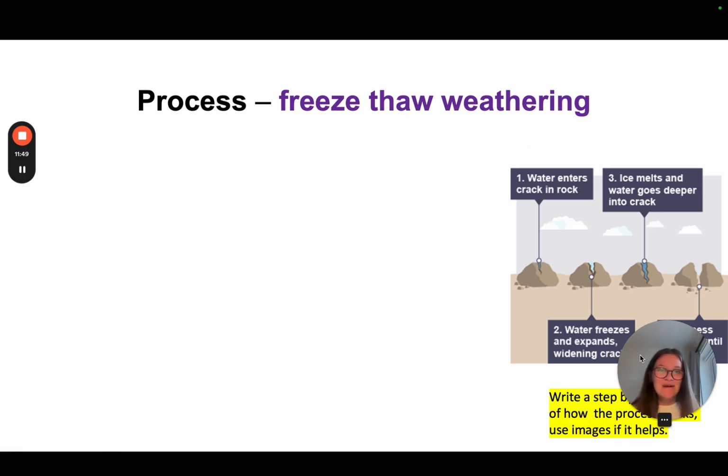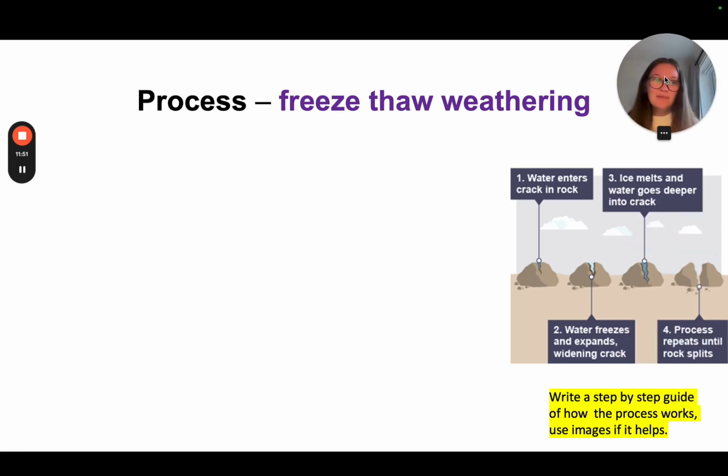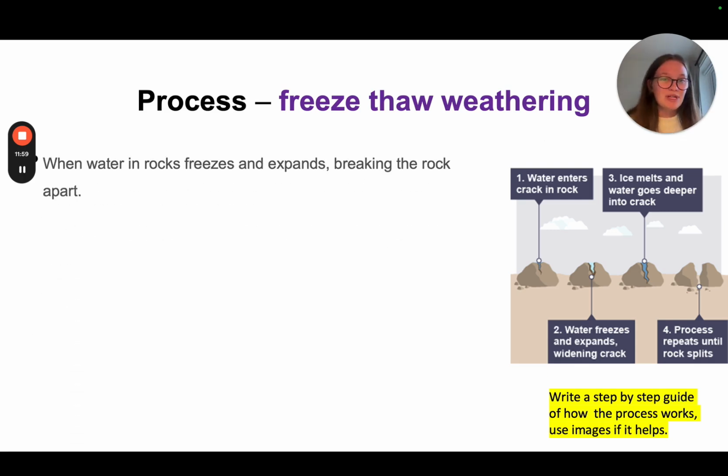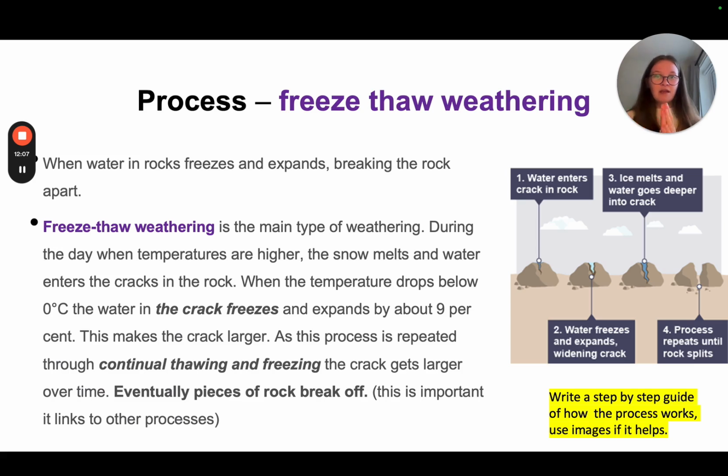Our next process. You've probably come across this before. This is freeze-thaw weathering. So your task will be to write a step-by-step guide of how this works. There is a diagram here, but we'll give you a bit more information. So when water in rocks freezes and expands, it breaks the rock apart. Freeze-thaw weathering is the main type of weathering in cold environments.